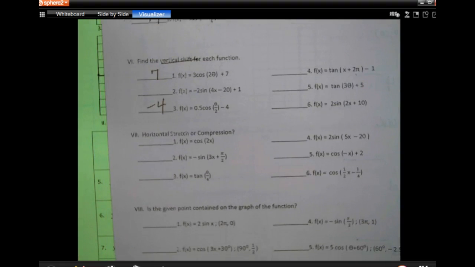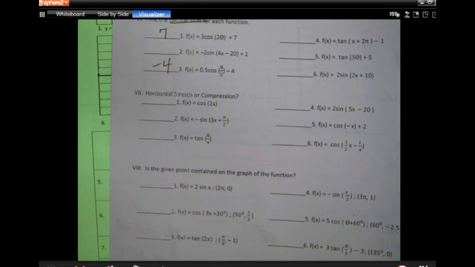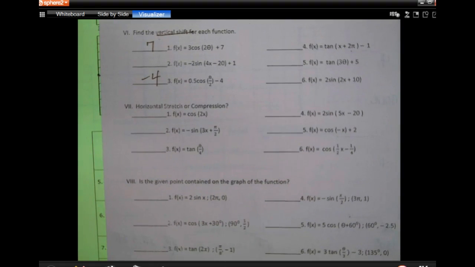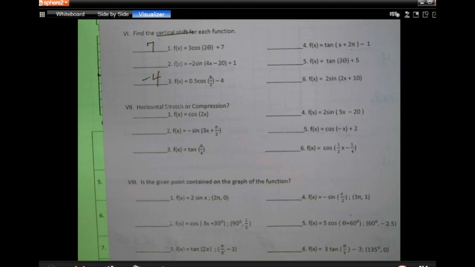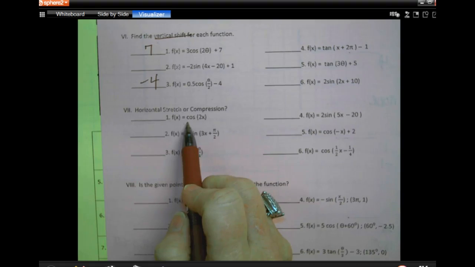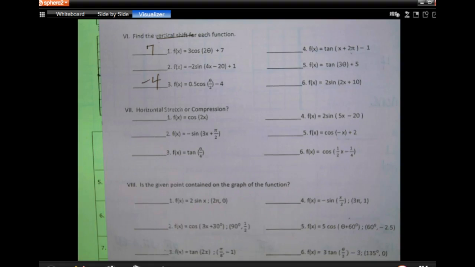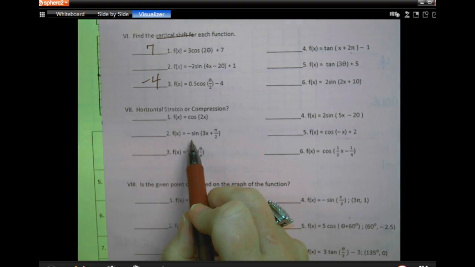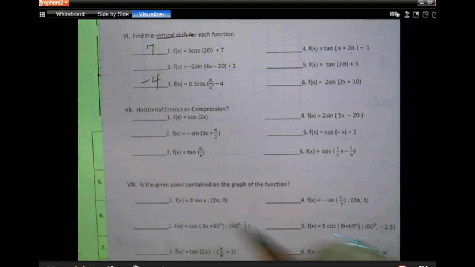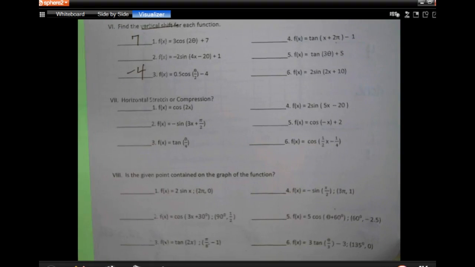So the next one asks for horizontal stretch or compression. Horizontal stretch or compression. What is this the same as? Oh, amplitude. Amplitude. Except for tangent. Okay. So, first of all, what is this one? 1 or none. Either one. I'm not counting either one of those wrong. So what about number 2? It's 1 because it's not negative. Number 3. It's 1.